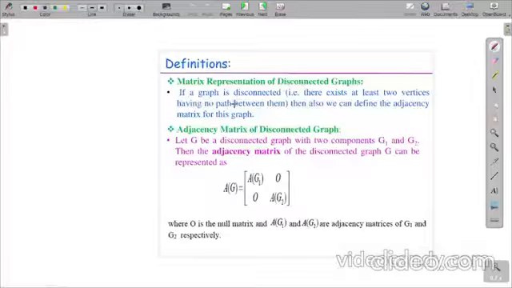So what is a disconnected graph? Disconnected graph means that if there is no path between some pair of vertices, then this type of graph is called a disconnected graph. And what is the definition of the adjacency matrix for a disconnected graph? Suppose G is a disconnected graph with two components G1 and G2. Then the adjacency matrix of the disconnected graph G can be represented as A of G equals A of G1, null matrix, null matrix, A of G2, where these are null matrices and A of G1 and A of G2 are adjacency matrices of G1 and G2 respectively.